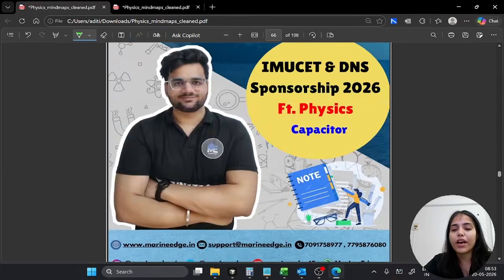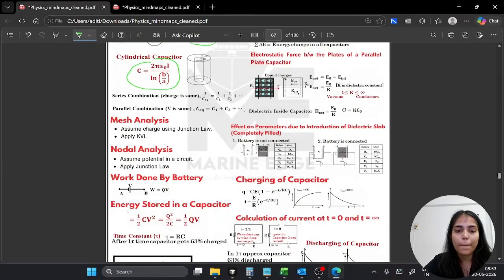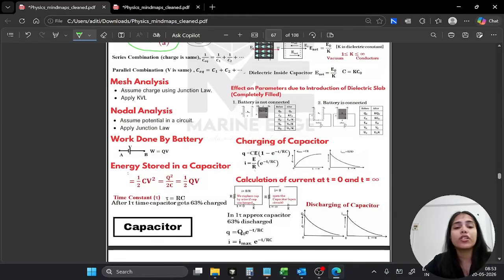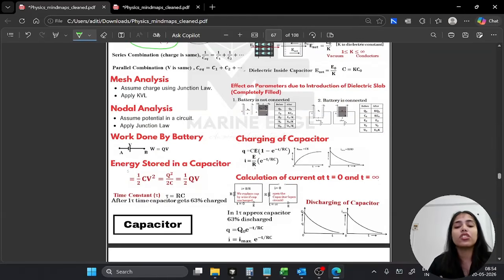Now let's get back to capacitors. In the same concept, using the same KVL and KCL, we do the mesh analysis and nodal analysis of it. Now, what is the energy stored inside a capacitor? That is calculated using 1 by 2 CV square. And Q is equal to CV, so instead of this half CV square, we can use whatever values are given to us in alternate equations like this.